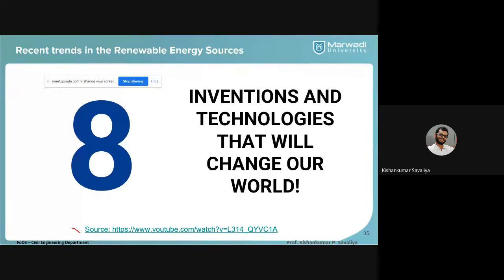Which will help you to understand what the recent trends in renewable energy sources are. So 8 inventions and technologies that will change our world, right? Right now we have a mobile phone in our hand, right? So if we talk about it, we need to take care about 2050. What kind of technologies will we have in, let us say, 2050? So these are the top 8 technologies.